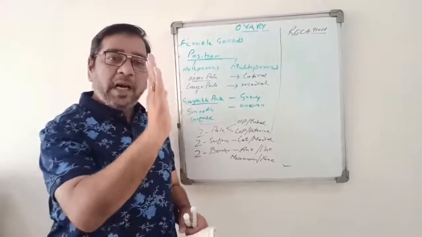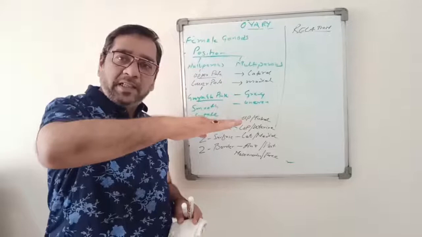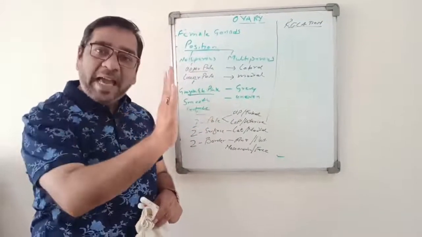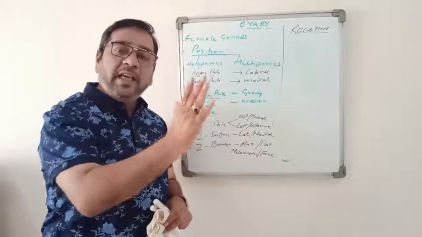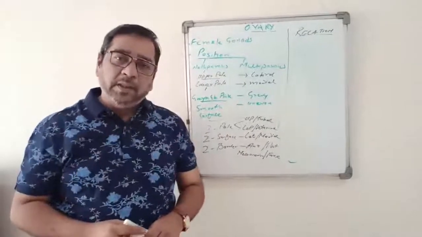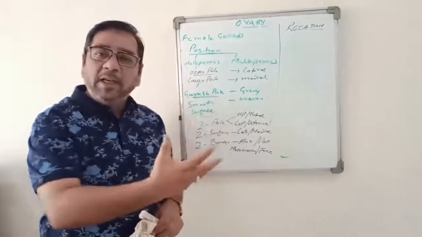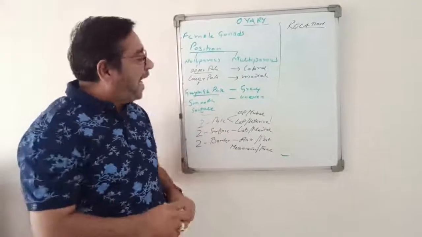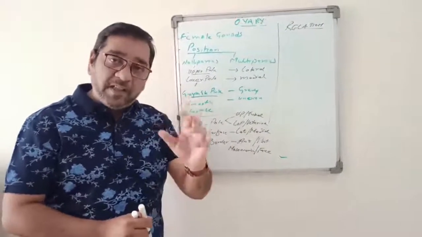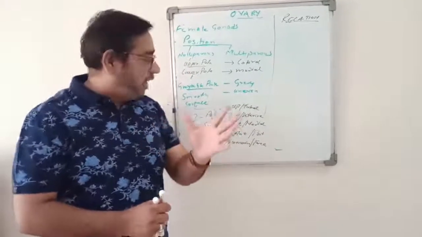That means the upper pole is tilting towards the lateral side and the lower pole is coming towards the medial side. So the axis of the ovaries changes in a nulliparous and in a multiparous woman. The color of the ovaries in a nulliparous woman is pinkish, grayish pink in color, and in a multiparous woman it becomes grey in color. The surfaces are smooth in a nulliparous woman, and in a multiparous woman it is uneven.